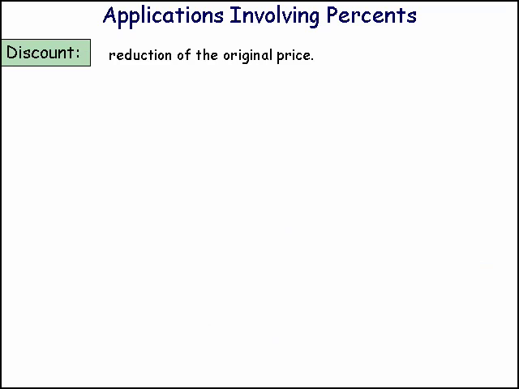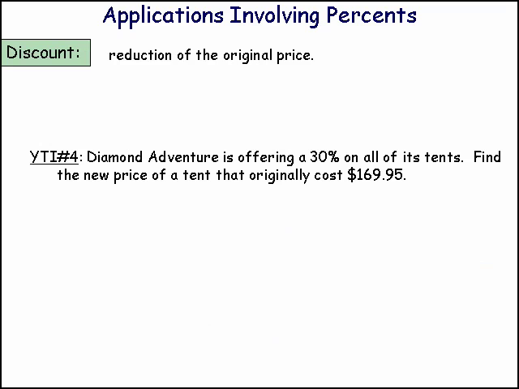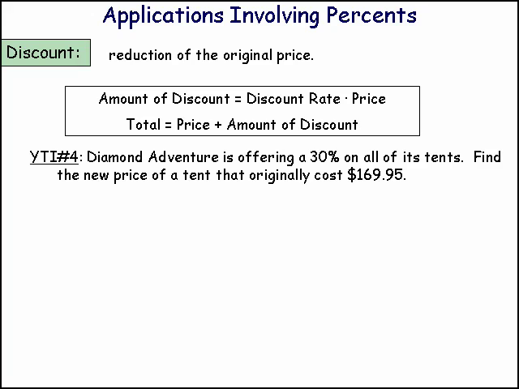Okay, how about discounts? Discount is a reduction of the original price. I love discounts. Discounts are my favorite. So let's look at the equations first. Amount of discount is equal to discount rate times price. Very similar to calculating sales tax. The only difference is when you go to calculate the total price of the item, you take the price of the item and you subtract the amount of the discount.